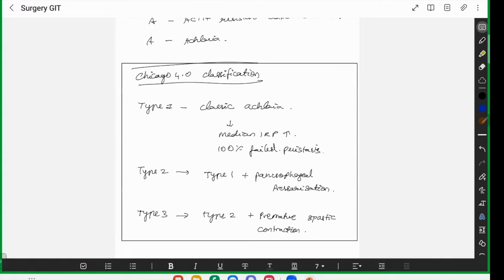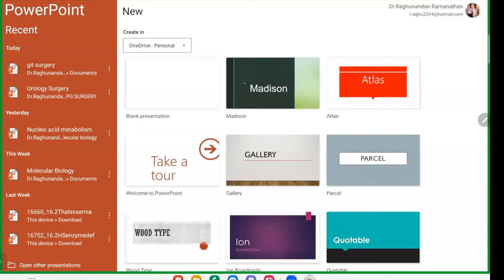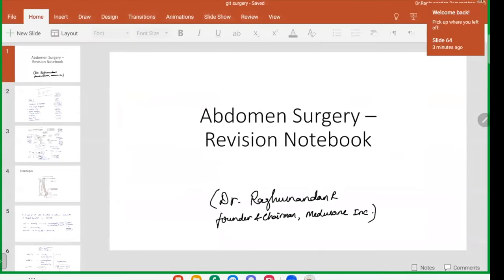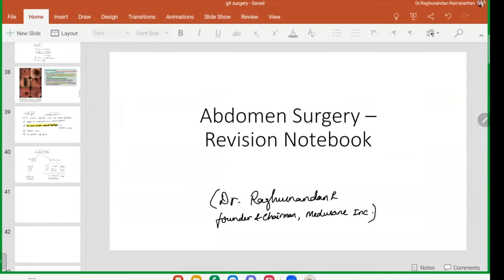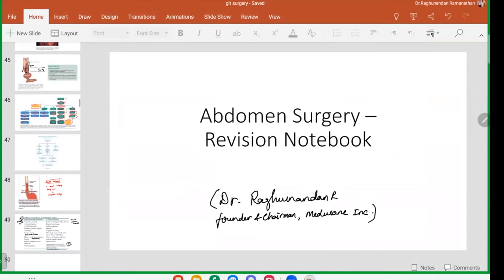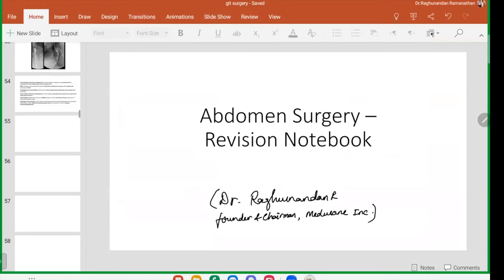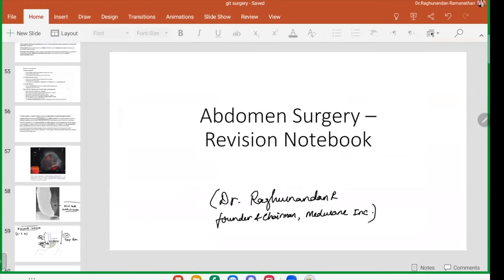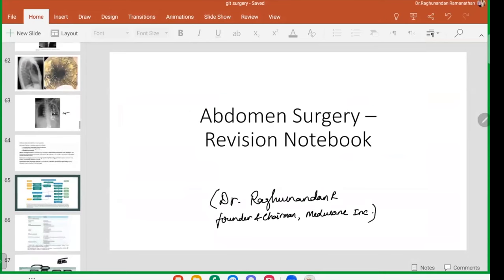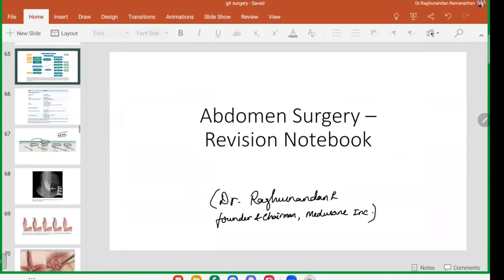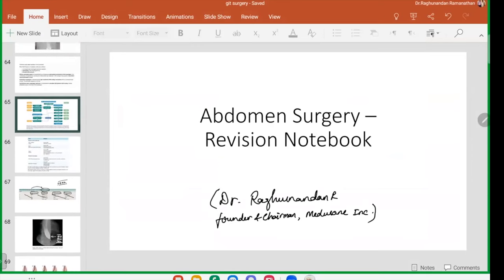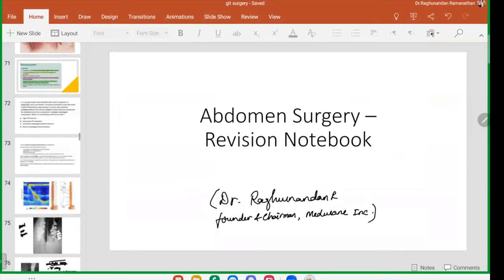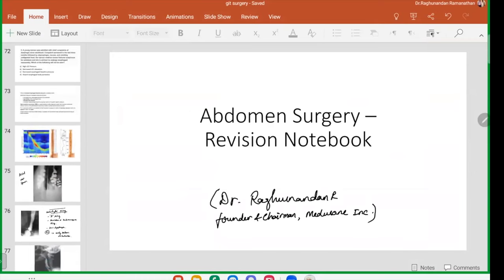Before moving into the Chicago 4.0 classification, I just want you to recall the manometry which we have discussed earlier. What is manometry? It is high resolution manometry, which we currently use. High resolution manometry is commonly used nowadays, especially to identify the abnormalities present in the movement, in motility disorders.